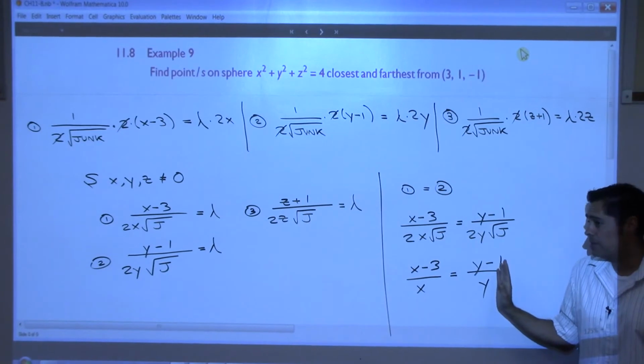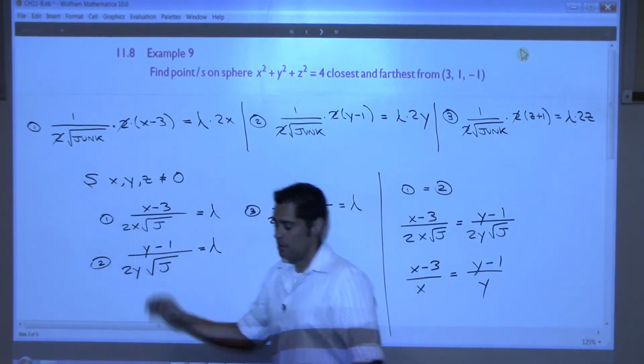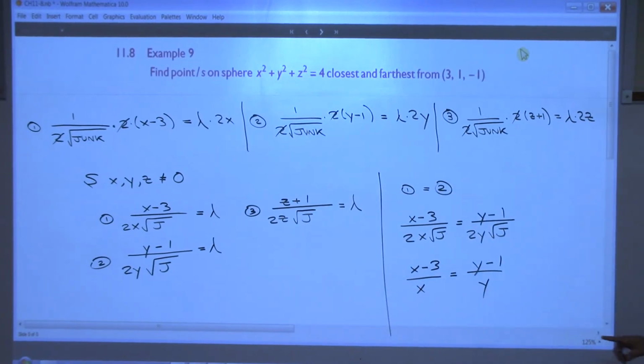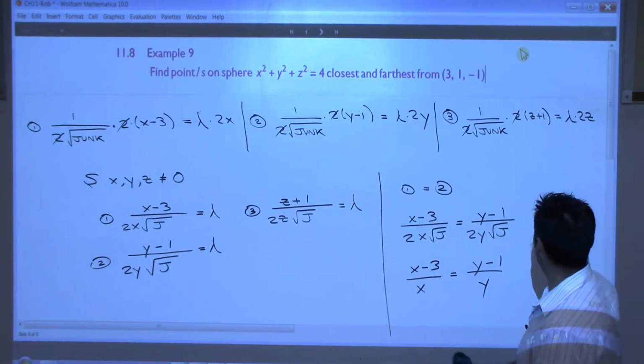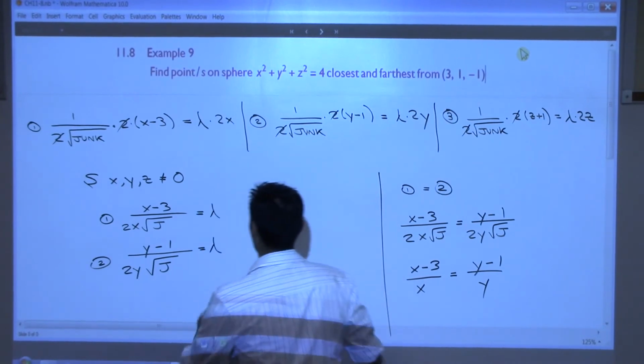Is x ever going to be 0? Not right now, right? So I can multiply both sides by x. I can also multiply both sides by y, can't I? All right, so let's do that. I'm going to continue working. I guess I'll just work right in here.